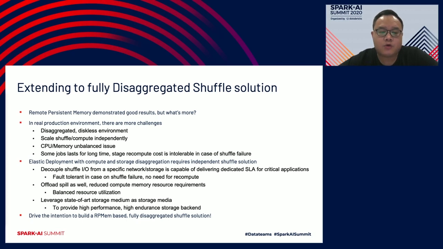With this, there are requirements to decouple the shuffle from the compute node with a specific storage that is capable of delivering a dedicated service level agreement to different types of applications. This will need to support fault tolerance in case of a shuffle failure, so there is no need to recompute. It also requires offloading the data spill as well. This will help to reduce the compute node memory footprint and improve memory resource utilization, bringing a much more balanced resource utilization across your compute nodes and storage nodes.